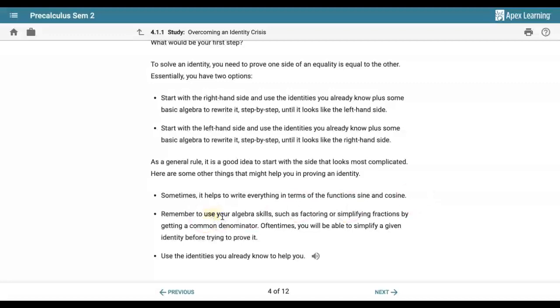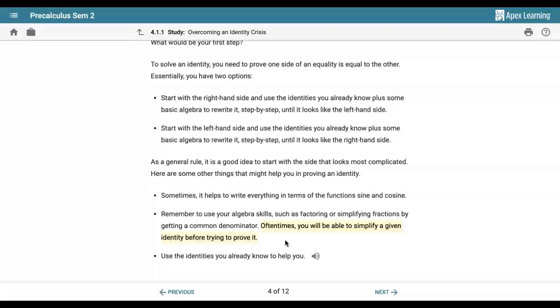Do not forget your basic algebra skills. Sometimes it is not that difficult. Sometimes it's just about moving things to the same side of an equation. So simple skills like factoring and simplification, through a common denominator. All of those skills that we've been really honing in on should not be super difficult here. And this is so true. Oftentimes you'll be able to simplify an identity before trying to prove it. If you can simplify something before trying to prove it, go right ahead and do it.